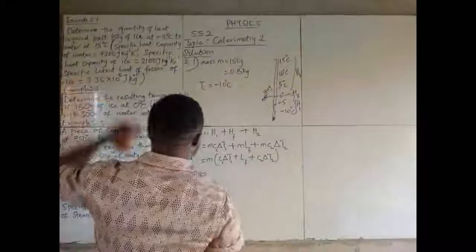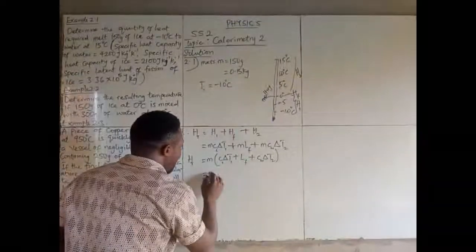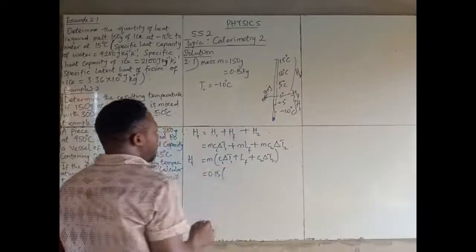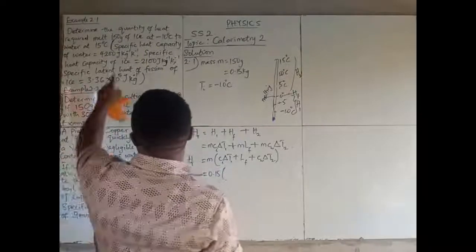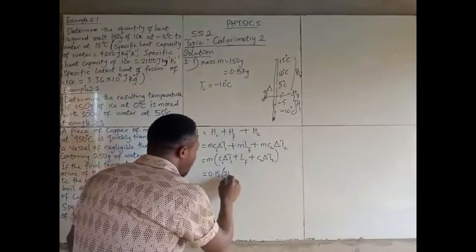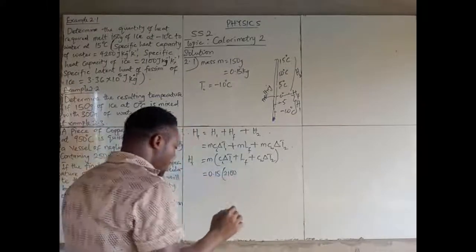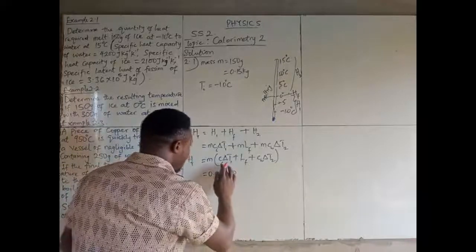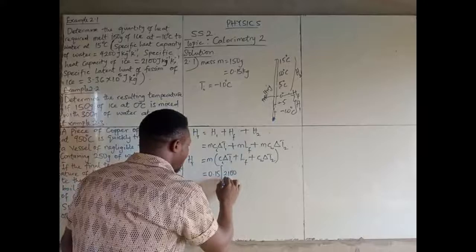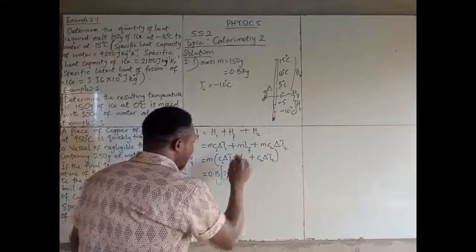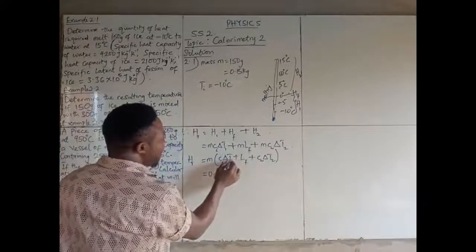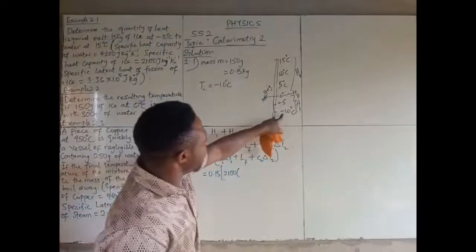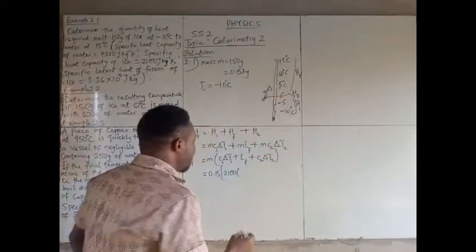Our m from the question is 0.15 kilogram. Our c, the specific heat capacity of ice, was given to be 2100, times the change in temperature of ice. The temperature of ice changes from minus 10 to 0 degrees Celsius.